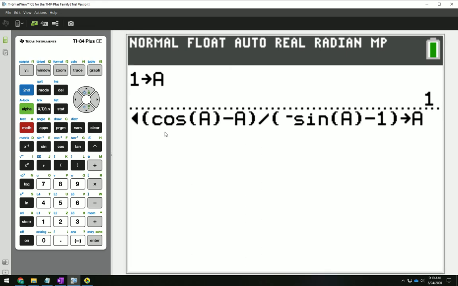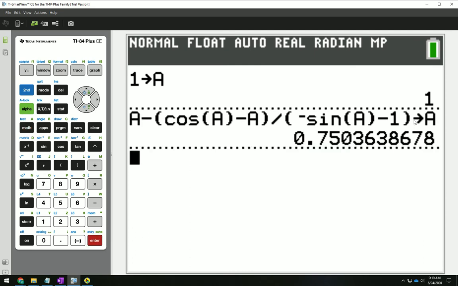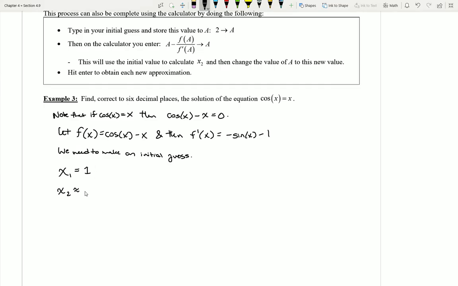What I'm telling the calculator to do is to use the value of 1 in this calculation, and then save that new value, save whatever x2 is as the new value of a. So when I hit enter, I get this value. And the calculator now thinks, instead of a being 1, a has been updated to this value. So I'm going to go back and actually write this value down. I'm going to write down the first 6 places of it, since that's how many places I want.